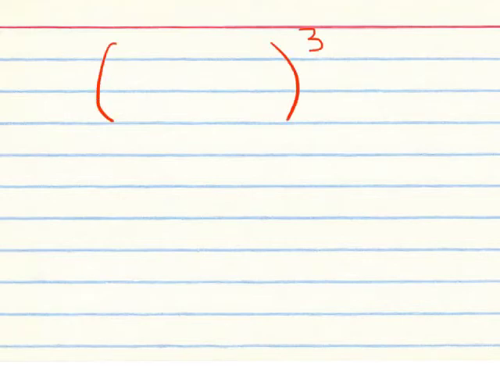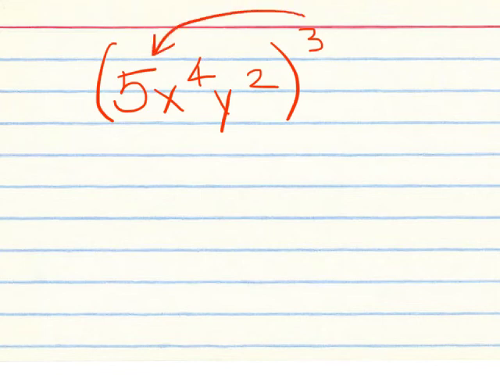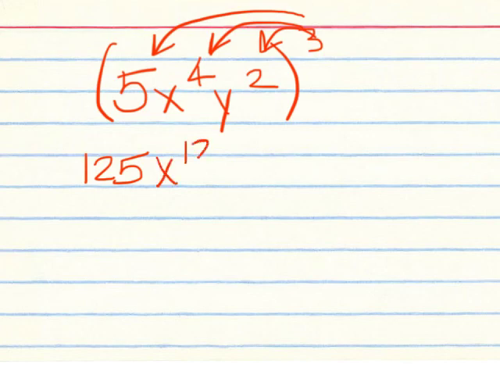The quantity cubed of 5x to the fourth y to the second. It's no different than when you had the fractions. You just distribute the exponent to each one inside. So 5 to the third is 125. X to the fourth to the third power. Multiply those and come up with x to the 12th. And then y to the second, y to the third. Multiply those to get y to the 6th.